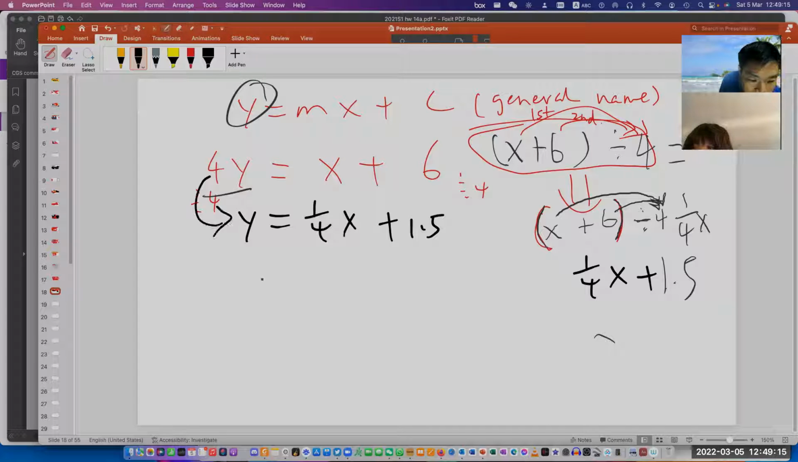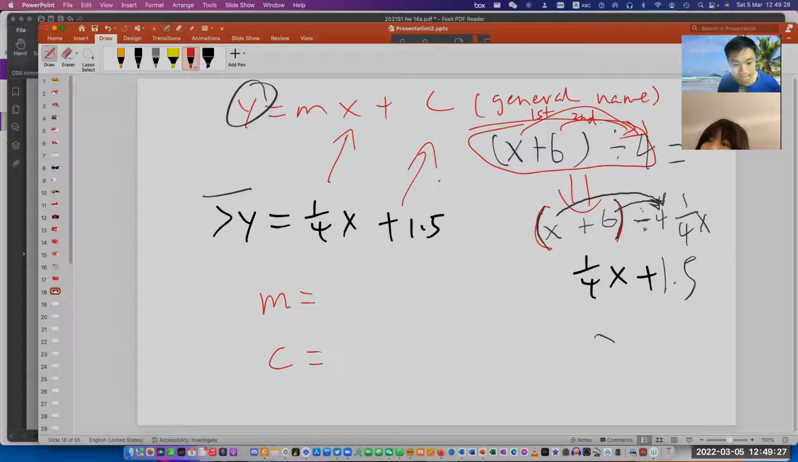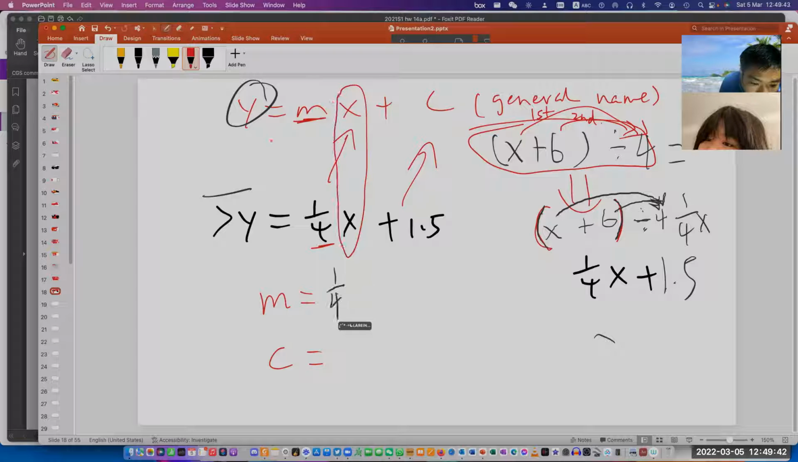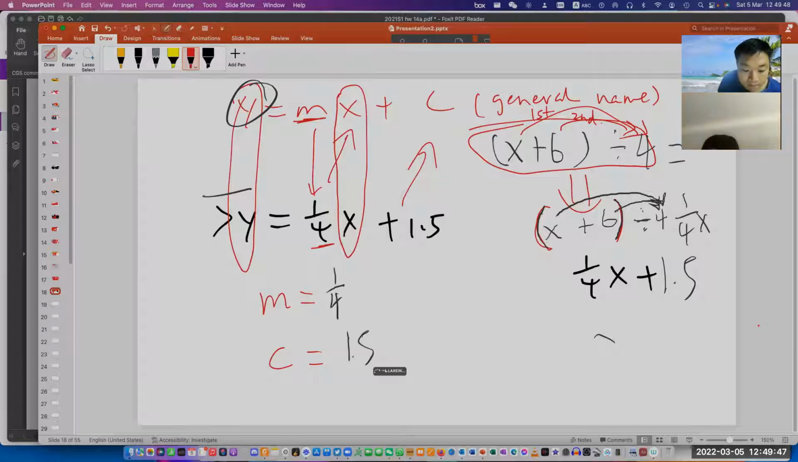After the conversion, now you can compare already. So you compare to the above one. What's your m? What's your c? M is 1/4 x. Huh? M is 1/4 x or 1/4? 1/4. Yes, because the x is already taken care of here. The y is also taken care of here. So your m is 1/4 and c is 1.5. Yes.